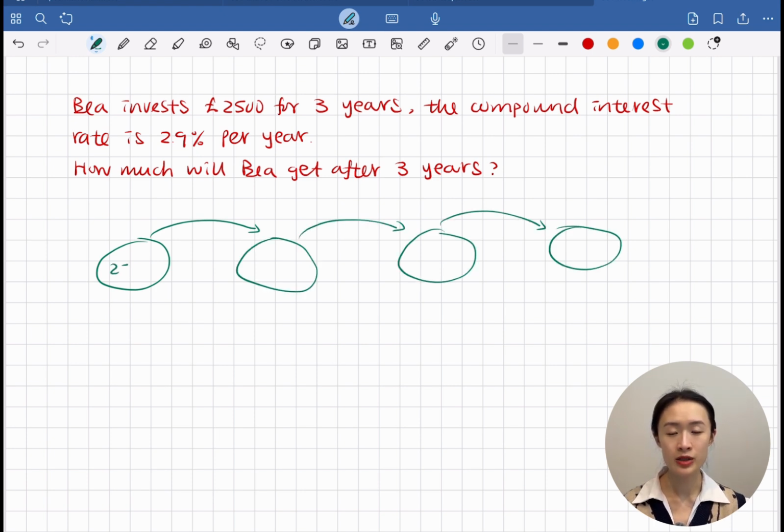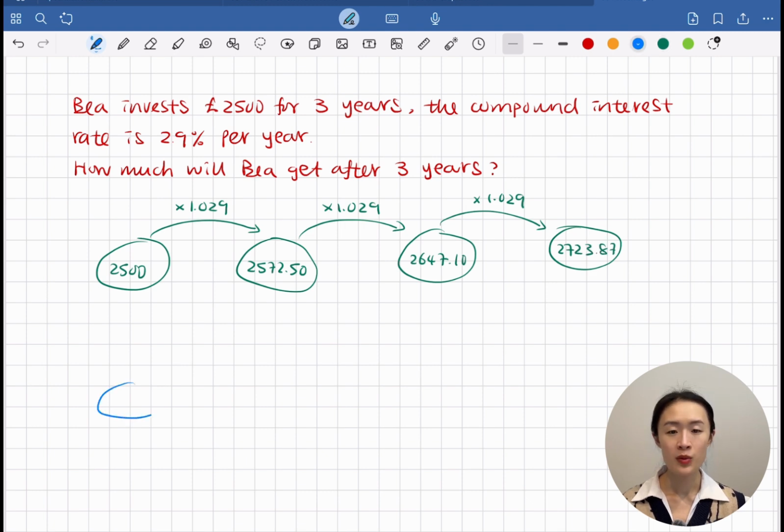The starting point is 2,500. The scale factor is 1.029. So by the end of the first year, I'll multiply these two numbers together. And by the end of the second year, I have 2,572.50 in the bank account. With this amount, I multiply by the same scale factor for my second year. And then I'll do the same for the third year.